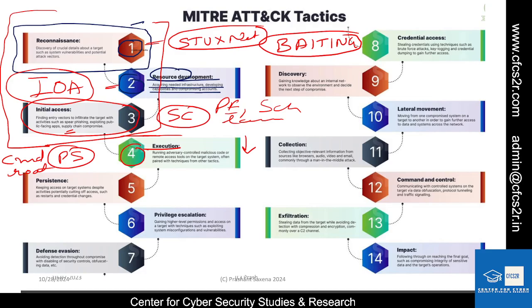Basically, execution represents the techniques the adversary uses to run malicious code and commands on the target system after gaining initial access. See, this is very important: if initial access is not gained, then all the remaining steps cannot be executed. Initial access is usually done by a phishing attempt, by baiting, or by juice jacking. So these execution methodologies could be there.